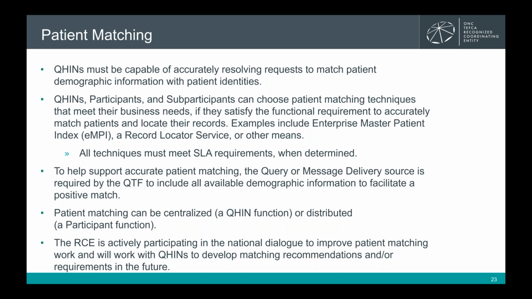The QHIN could pass the queries down to its participants and ask them to determine whether or not they know the patient. In any of those techniques, the QHIN would need to ensure that it's able to meet SLA requirements. I think where that becomes most of a concern is if the QHIN is passing the transaction down to its participants to respond, then it would need to have appropriate SLAs between itself and its participants to ensure that it's able to get a timely response back from its participants to get that response back to the other QHIN. The demographic information we talked about in some of the previous questions, and we'll certainly be doing additional work with QHINs in the future to improve patient matching recommendations and requirements.